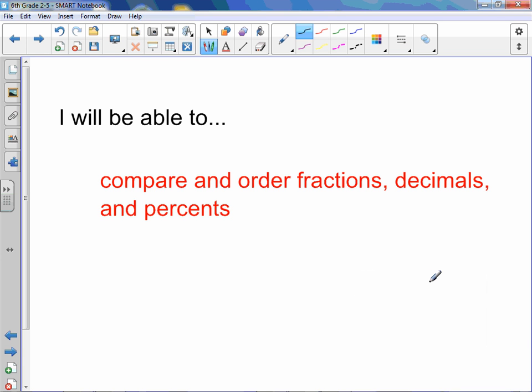Chapter 2, Lesson 5, Compare and Order Fractions, Decimals, and Percents. You will be able to compare and order fractions, decimals, and percents.